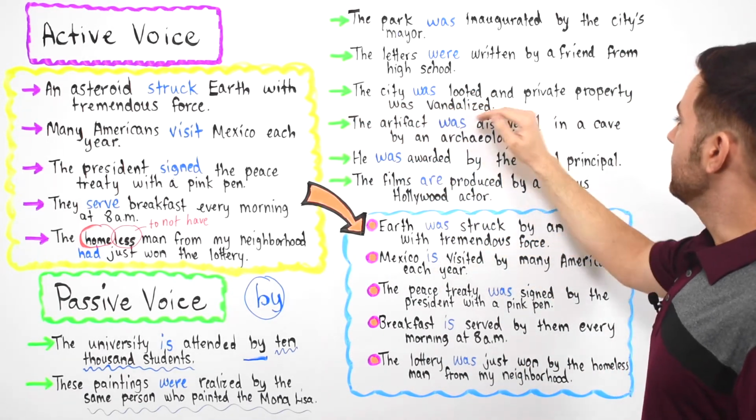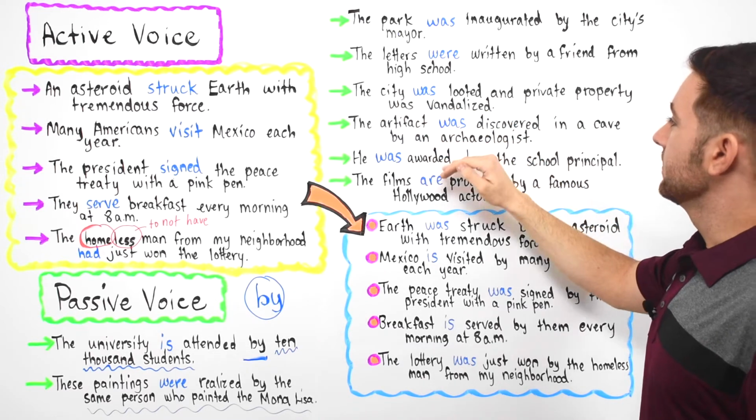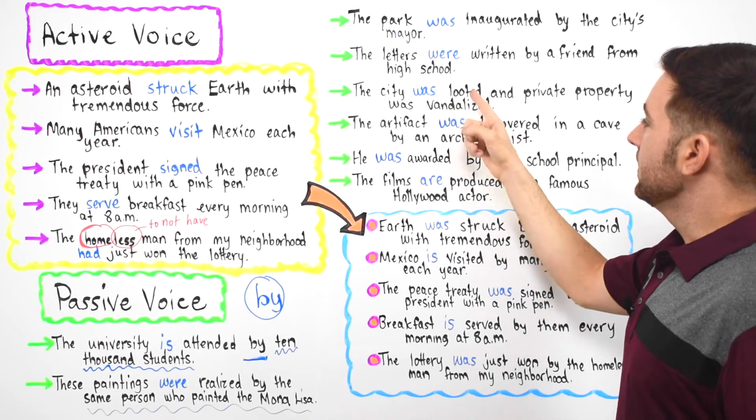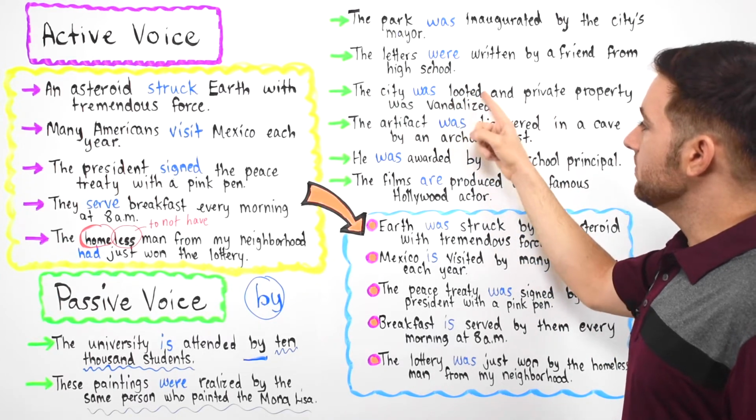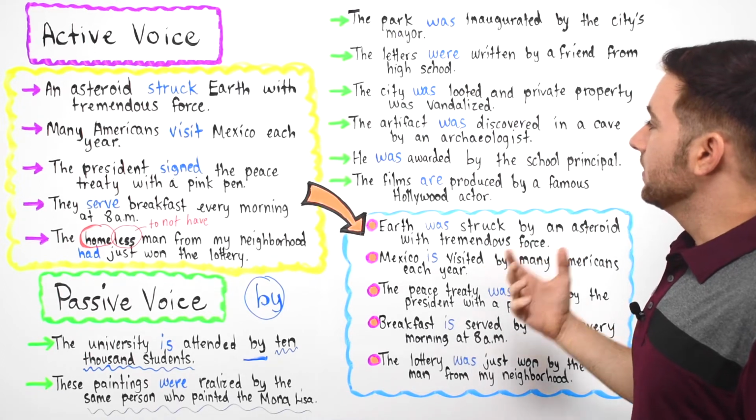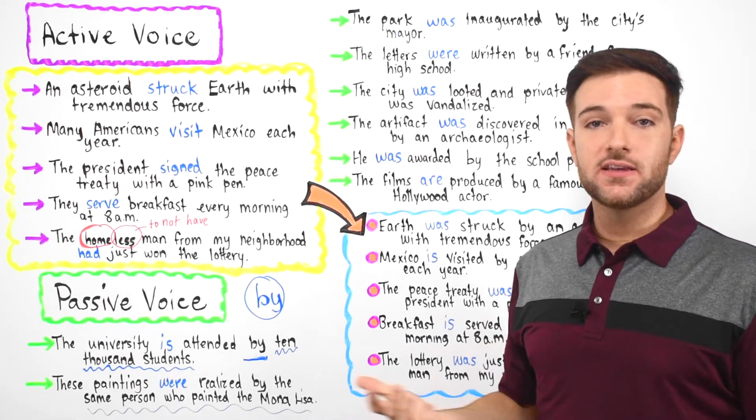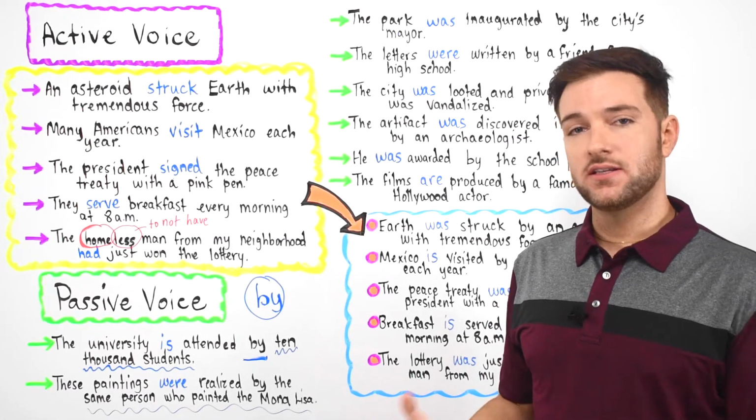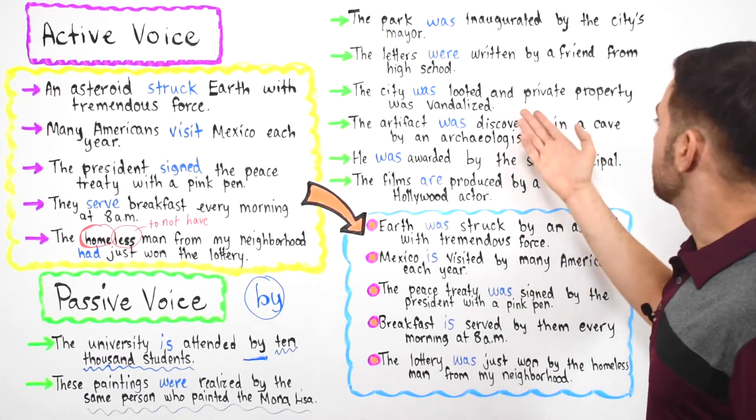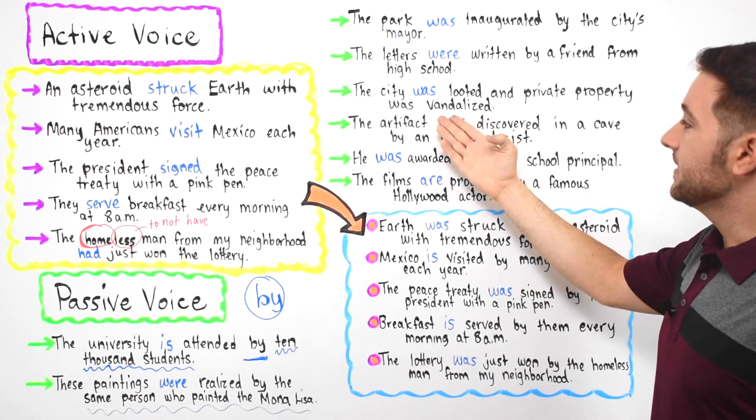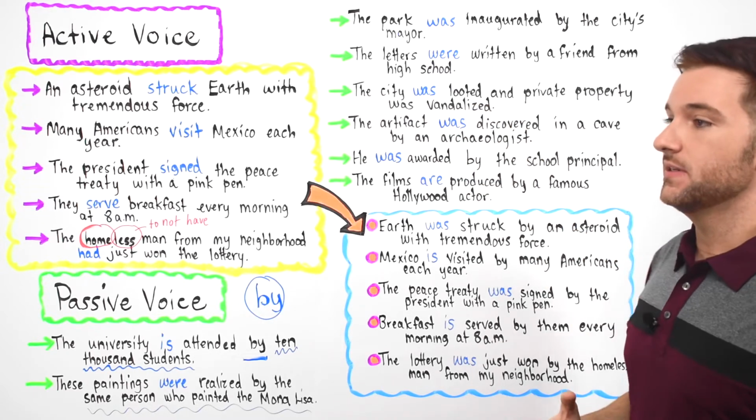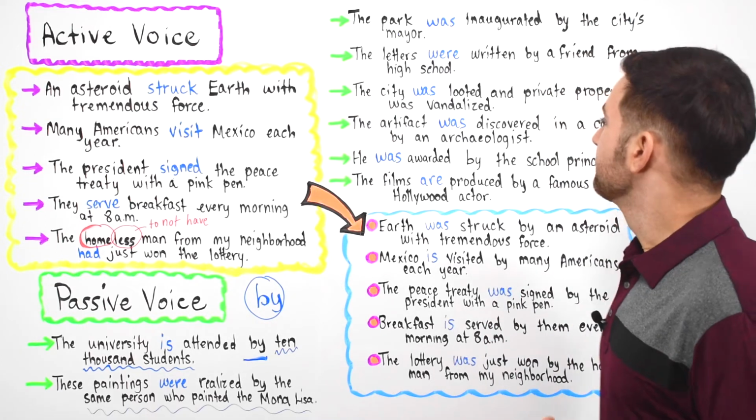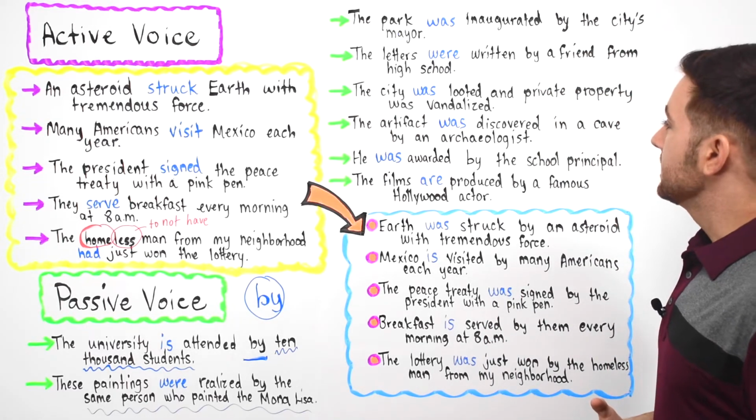The city was looted and private property was vandalized. Okay, so we're talking about something that happened to the city. It was looted. Okay, what does looted mean? It means when a lot of people or a group of people take things that don't belong to them. They steal things without paying money for them. They take them with force. And private property was vandalized. Vandalized means to be destroyed, to be desecrated, to be disabused. Okay? All right, let's move on.